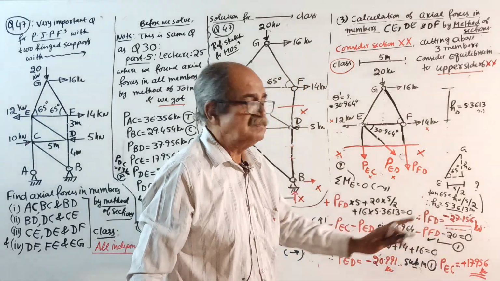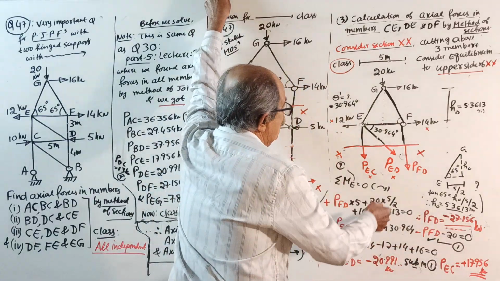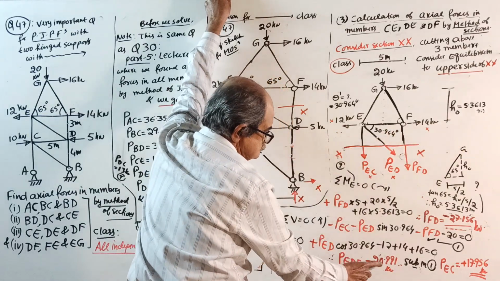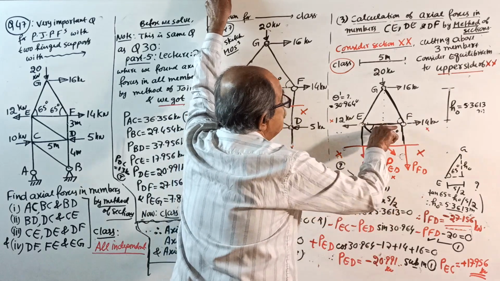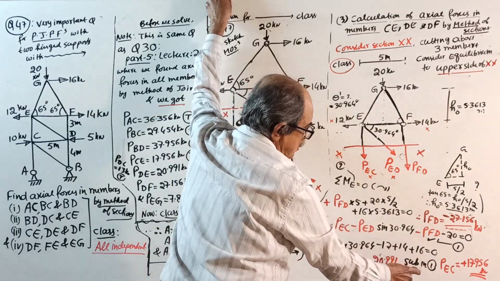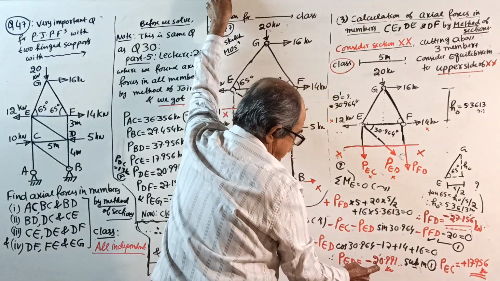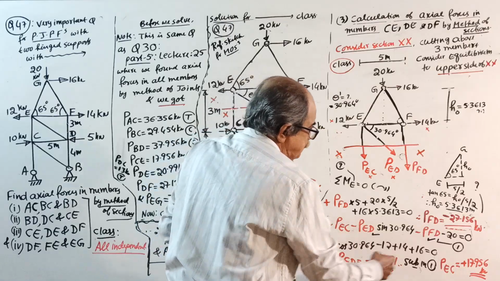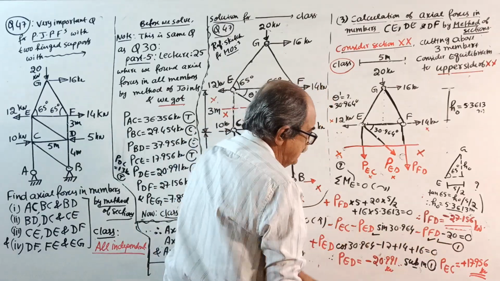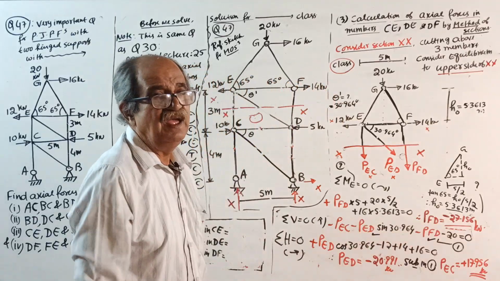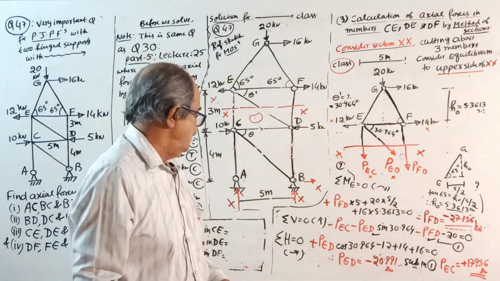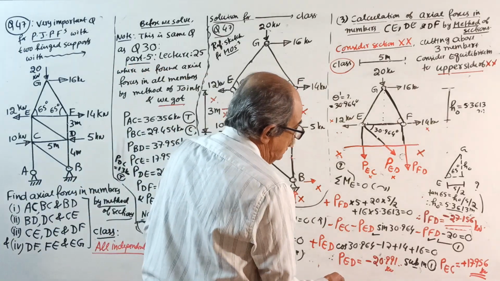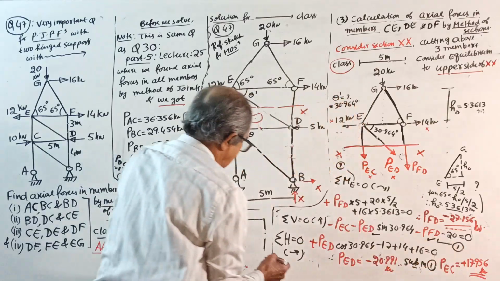So, equation number 1, Sigma H equals 0. These are not there. Plus PED cos of the angle, minus 12 plus 14 plus 16 equal to 0. Then make PED the subject. Once you get PED, substitute in 1. These 2 are known. Get PEC. Okay, I should not have explained. Final answer: axial force in CE or EC, 17.956.